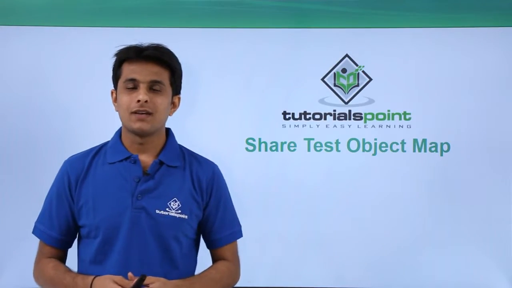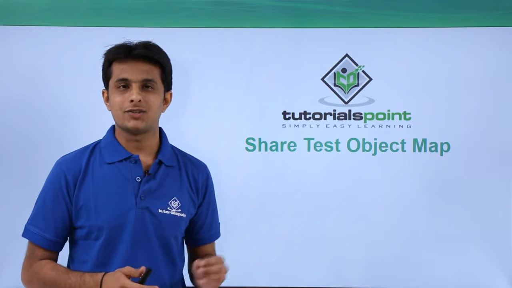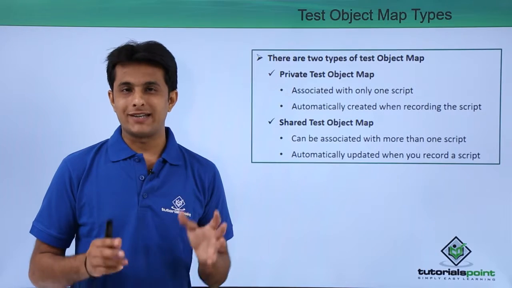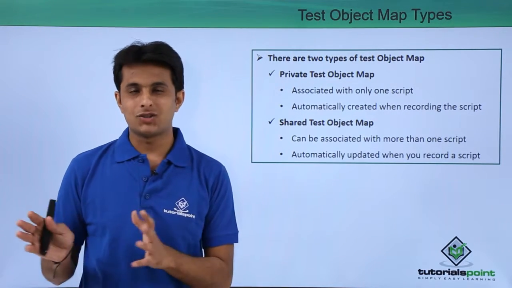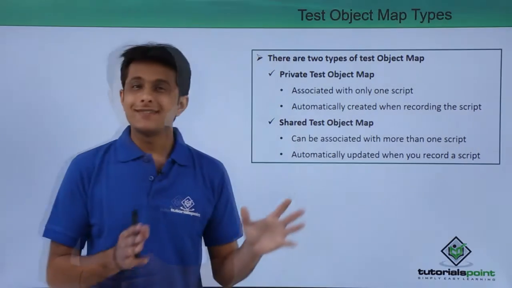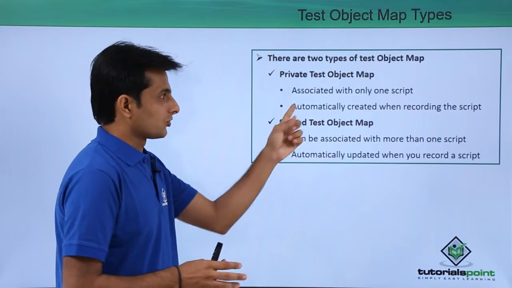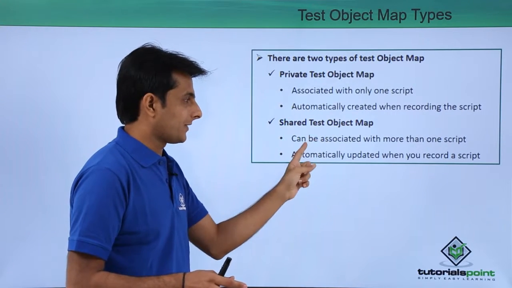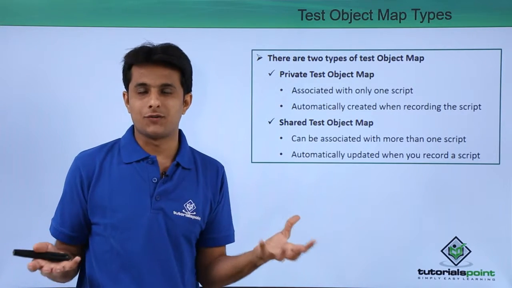Welcome back. In this video, we'll see an advanced concept in test object map, that is shared test object map. Now, there are basically two types of test object map. One is the private test object map and the second is the shared test object map. As the name suggests, a private test object map is associated with only one script, whereas a shared test object map can be associated with more than one script. So that's the major difference here.